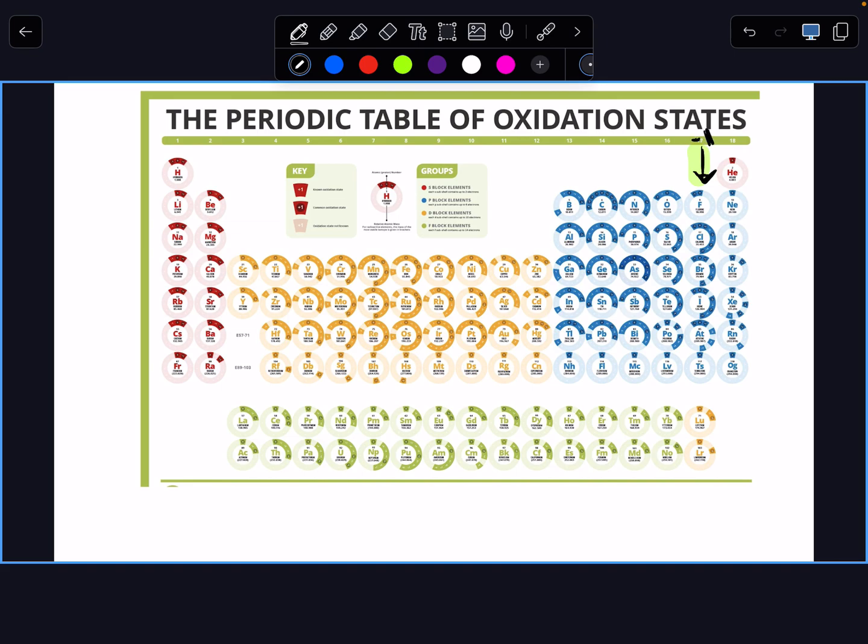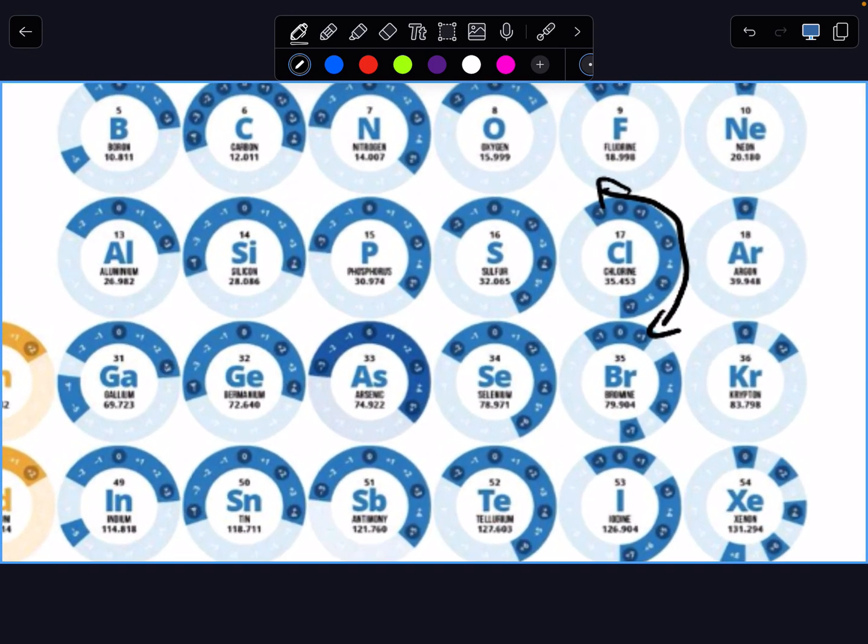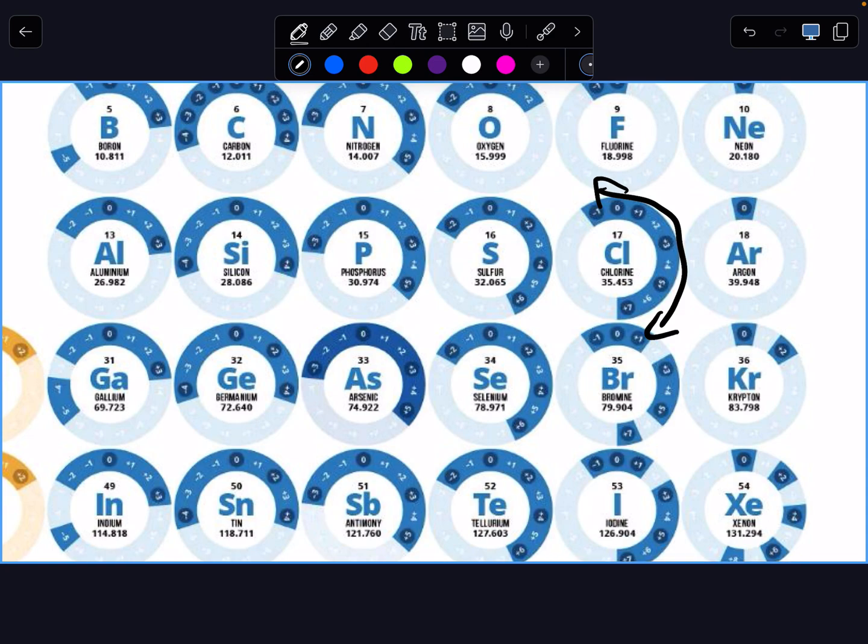Those elements always form a -1 charge because they have 7 valence electrons and they want just one more. But as oxidation states, the dark blue for chlorine is showing all of its possible oxidation states. So chlorine can have an oxidation state anywhere from -1 to +7.